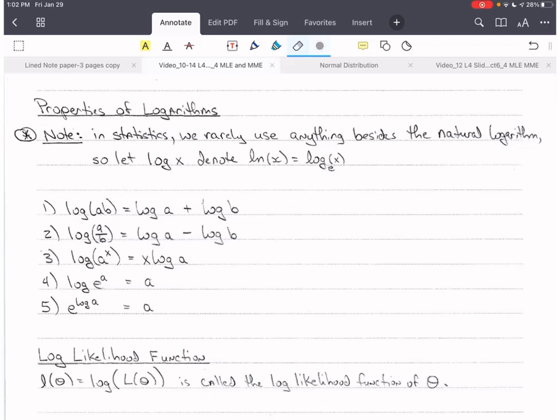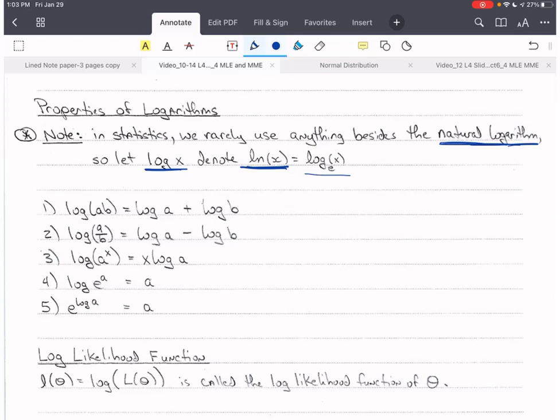So in statistics, as far as logarithms, we don't really use anything other than the natural logarithm. So log x is going to be the same as ln x, okay? Because it's a log base e. So when you see log in a statistics text like this, I mean log e, the natural log. But I am not going to write ln, okay? It's harder for me to write ln than it is for me to write log, so I'm going to write log.